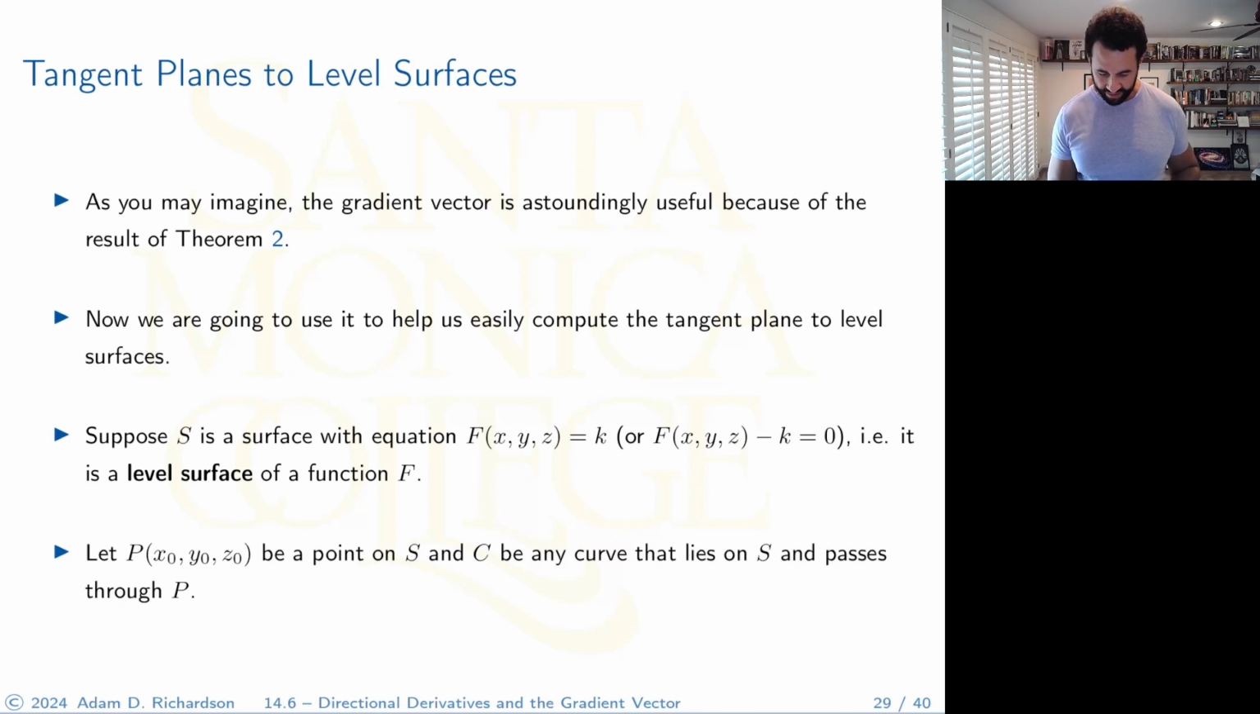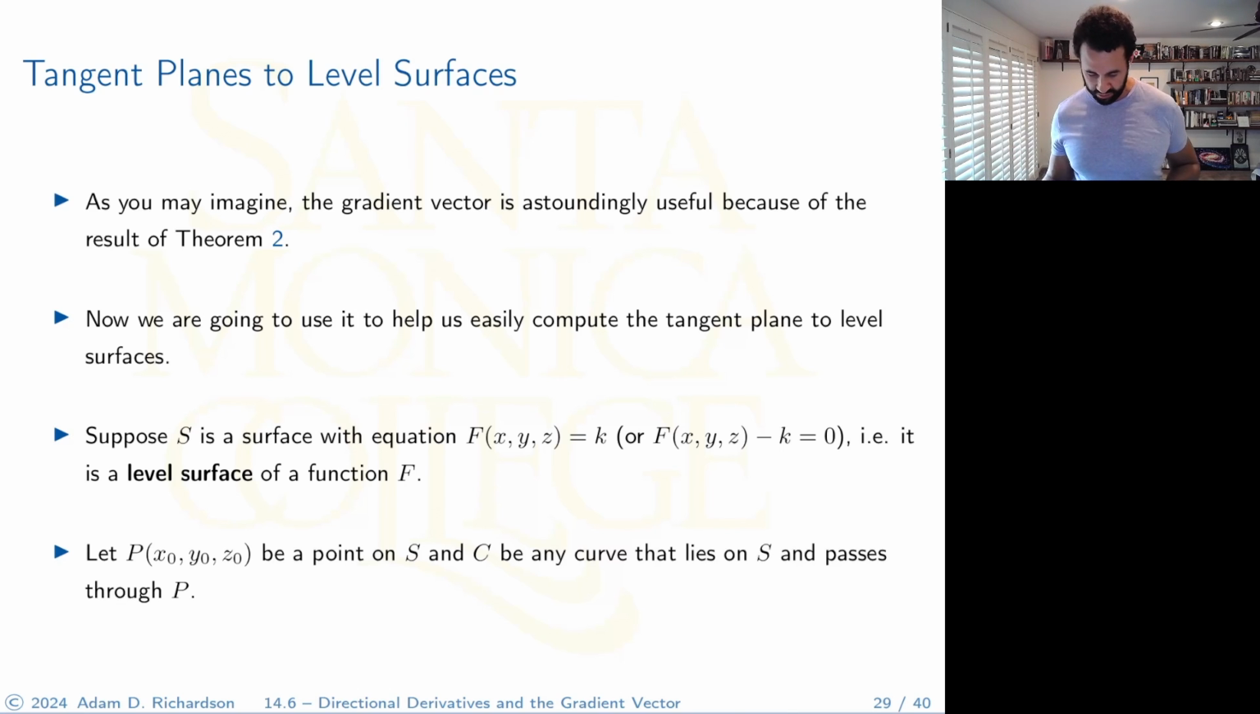So here's how we're going to set that up. Suppose that S is a surface given by this equation right here, or equivalently, you could write it like this. We're actually going to see something similar to this structure again in 14.8. So in other words, this is giving us a level surface of a function f. Remember, f is a function of 3 variables. So when you set it equal to a constant, you get a surface in 3-dimensional space.